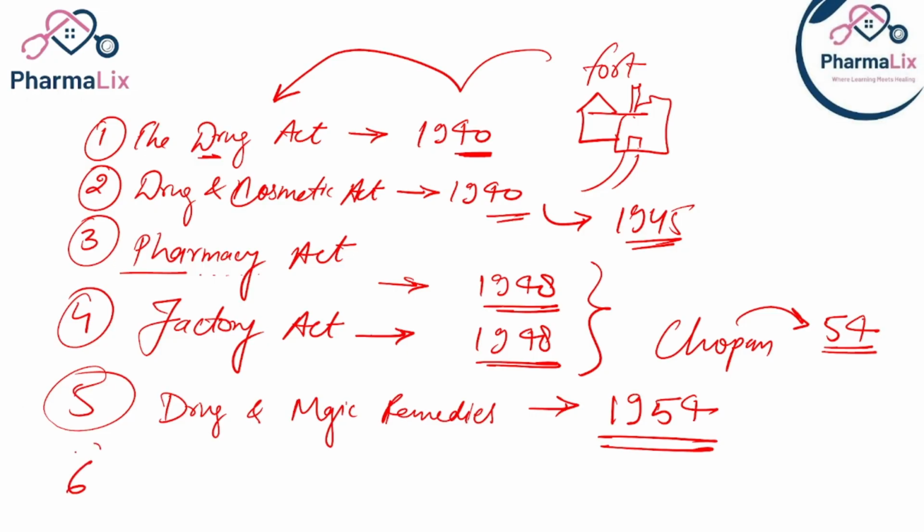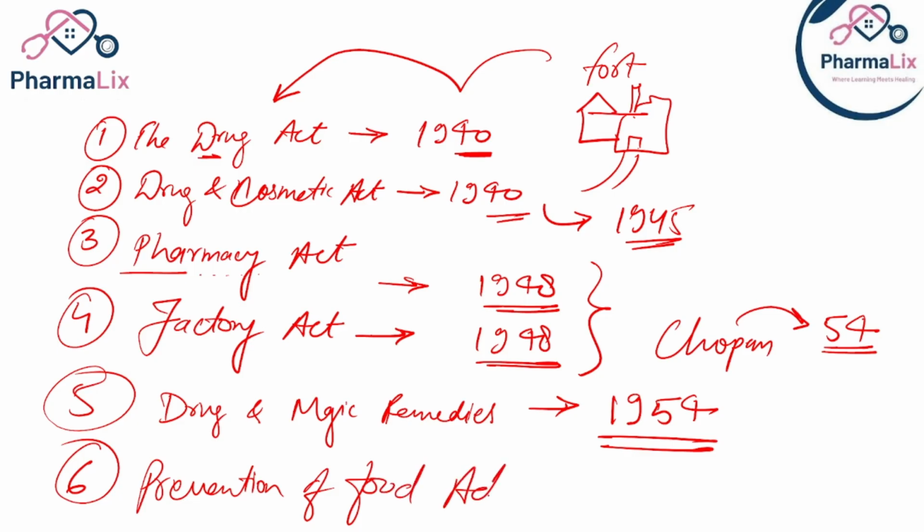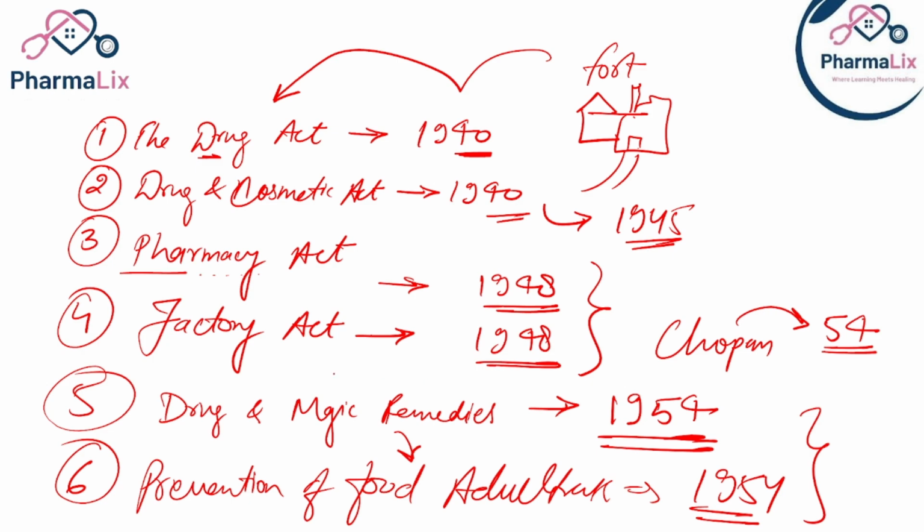Okay. Sixth is the Prevention of Food Adulterants Act. So in this way you can memorize that the Magic Remedies Act was enacted in 1954 and this was to stop food adulterants. This is also for the same 1954. So the Drug and Magic Remedies Act and the Prevention of Food Adulterants Act, both came in 1954.